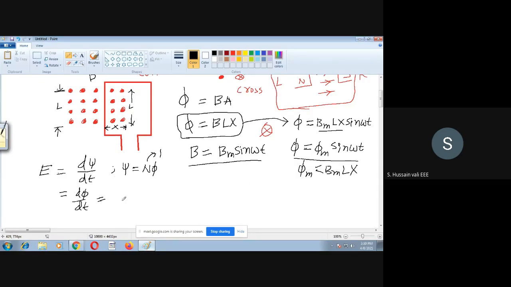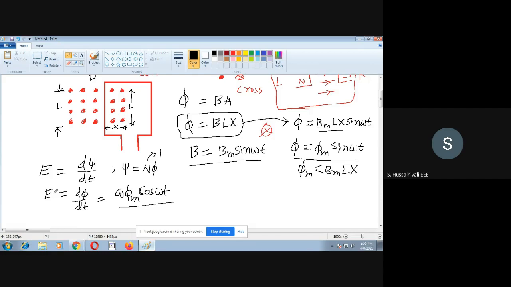Then we substitute there. If you substitute there, what will you get now? Differentiation of sine is cos. So it becomes omega phi m cos omega t. So this is the EMF expression E. So we got the EMF expression here. How did we get the EMF expression here?